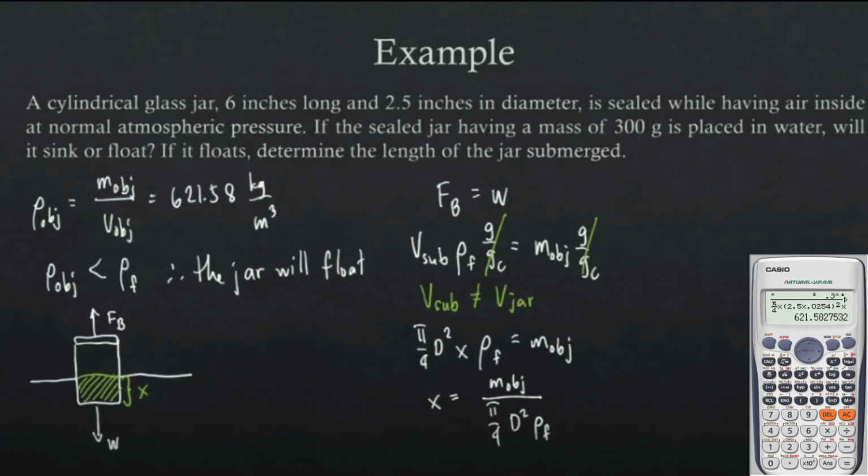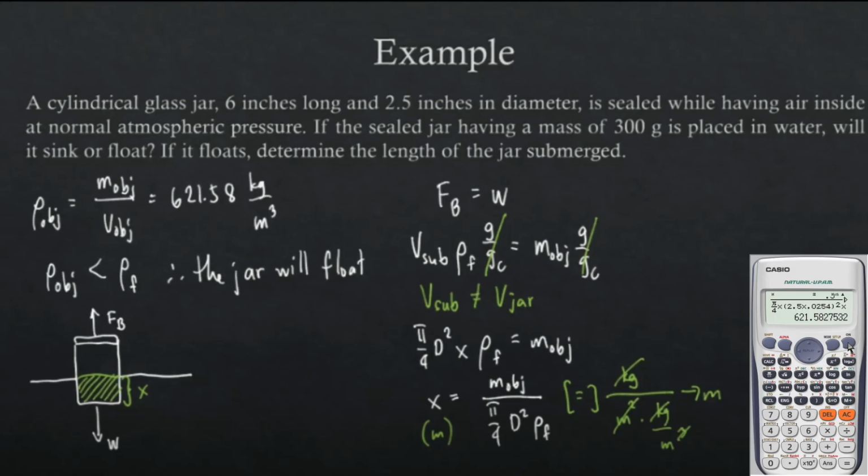Let us first verify our units if this is correct. We are expecting a unit of meters for our x because remember, this is the height of the jar that is submerged. The mass of the object is in kilograms in standard SI units. Pi over 4 is dimensionless. D squared is meters squared. And then the density of the fluid is in kilograms per cubic meter. Cancel kilograms. And then 2 of the meters would cancel. You would arrive with meters, which is our expected unit. This gives us confidence that our derived equation is indeed looking for a height because its unit is meters.